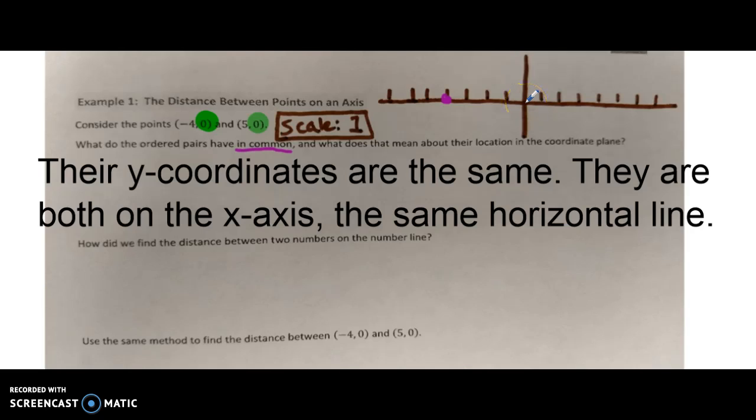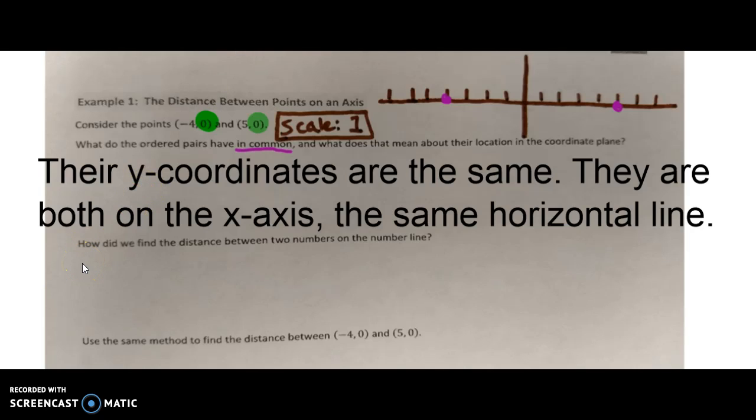My next point is 5, 0. 5 is positive, so I go right: 1, 2, 3, 4, 5. I don't go up and down because the y-coordinate is 0. So you'll notice here that we have the same horizontal or flat line between these 2 points.